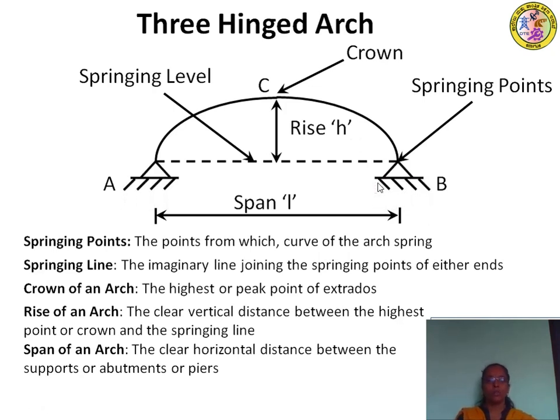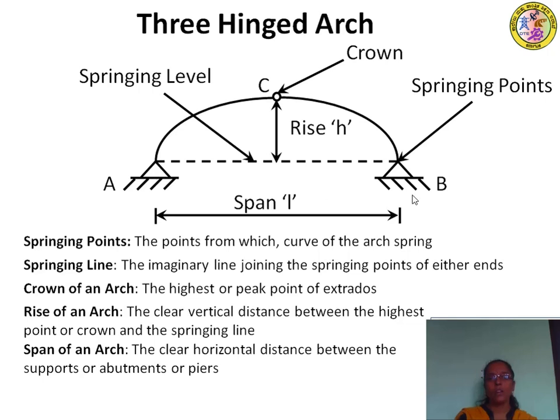I have told you that it is normally supported at the springing points. So these are the supports, with external hinges provided at the two springing points, and one more hinge, as I have already told, is provided at another point. It may be provided anywhere on the rib of the arch, but normally this third hinge, the internal hinge, is provided at the crown of the arch. Therefore it is named a three-hinged arch.